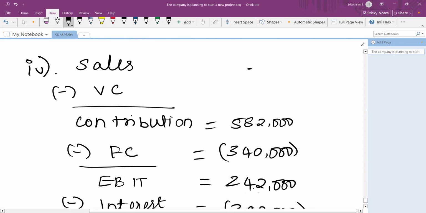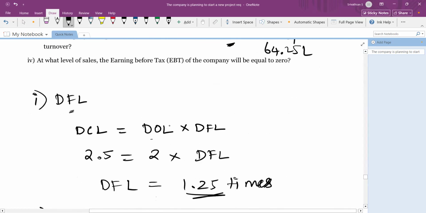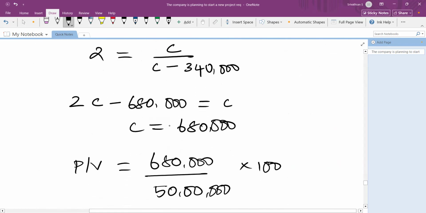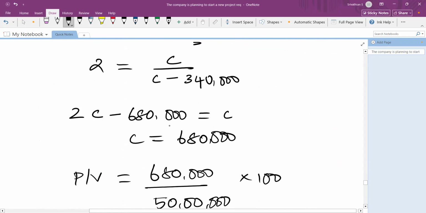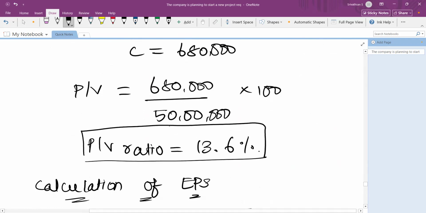Next, how do we calculate the variable cost in this question? Listen, we already calculated the contribution to sales ratio in the first requirement. What is the contribution to sales ratio? It is 13.6%. We calculated it somewhere over here. PV ratio, yeah. The contribution to sales ratio is 13.6%. What does it mean? It means that out of the total sales, contribution is 13.6%. So what is the remaining 86.4%? The remaining 86.4% is your variable cost.